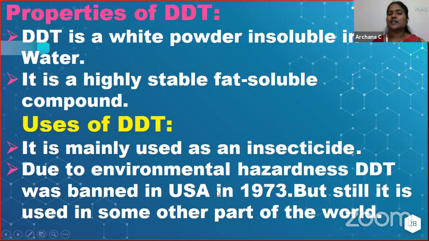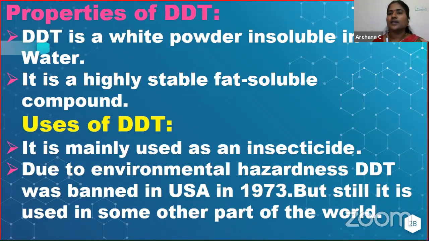But still in some other countries, some other parts of the world, they are using it as an insecticide, but it has many environmental hazards. So this is about DDT. This is also one of the compounds that come under polyhalogen compounds. Why? Because, as we just saw in the structure, more than one halogen is present. Therefore, we call it a polyhalogen compound.